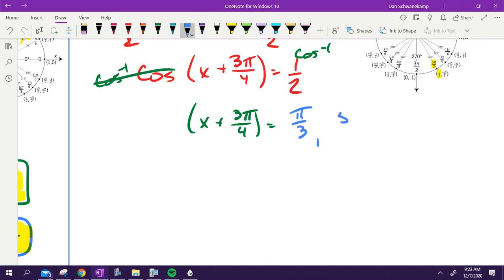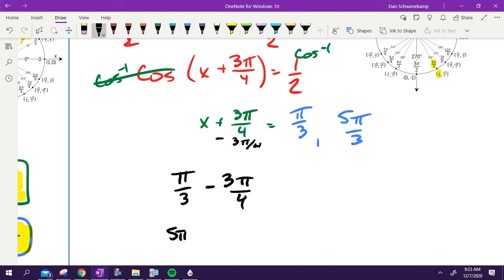And that's all well and good if x were by itself, but it's not. I've got the 3 pi over 4. So what do I still need to do? Subtract 3 pi over 4 from each of those answers. So again, if you're not good at fractions, then write it out. I'm doing pi over 3, and I'm subtracting 3 pi over 4 from those answers. So minus 3 pi over 4.